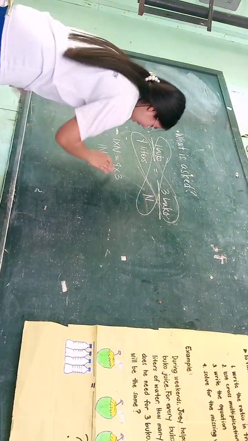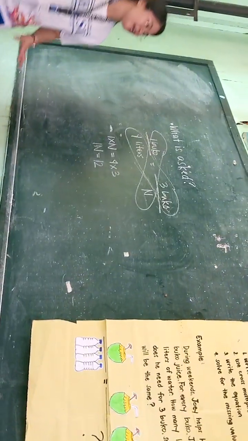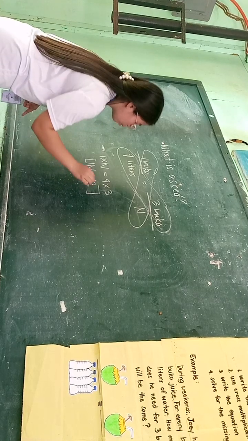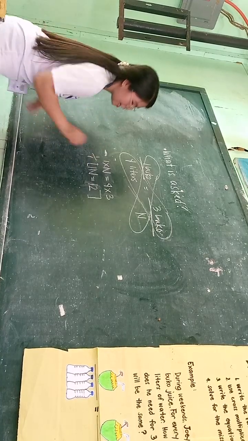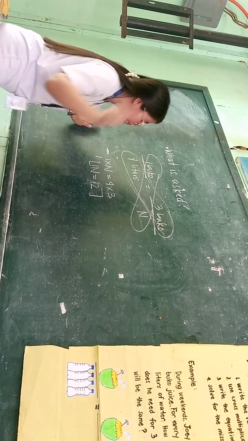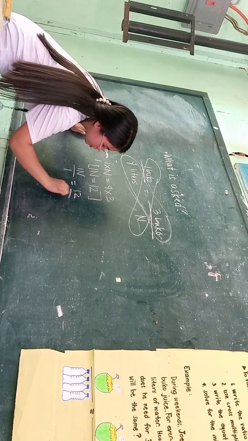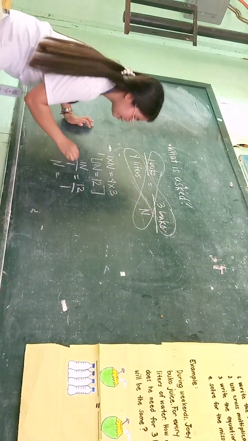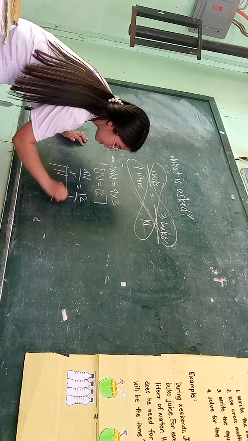Listen to the teacher. According to Ma'am Rosal, to get n, we divide both sides by 1. So this becomes 1n over 1 is equal to 12 over 1. The 1s cancel, and n is what is left. N is equal to 12.